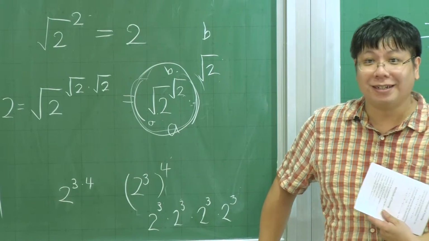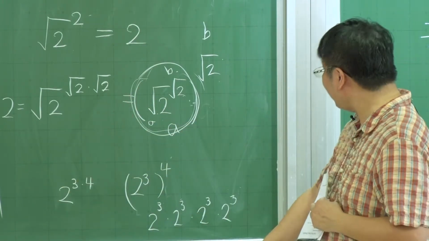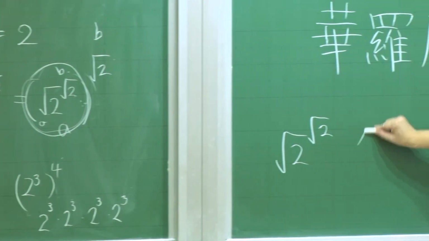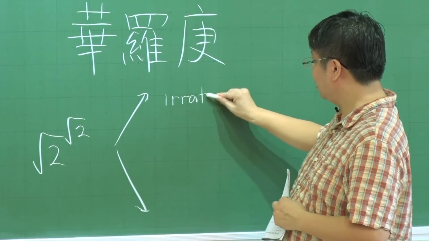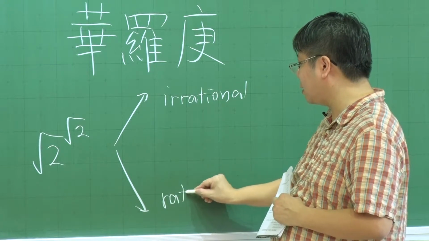Do you understand my point? So there are only two cases. In this world, there are only two cases. Look at this number, square root 2 to the power square root 2. There are two cases. Either this is irrational, or the other case is this is rational.